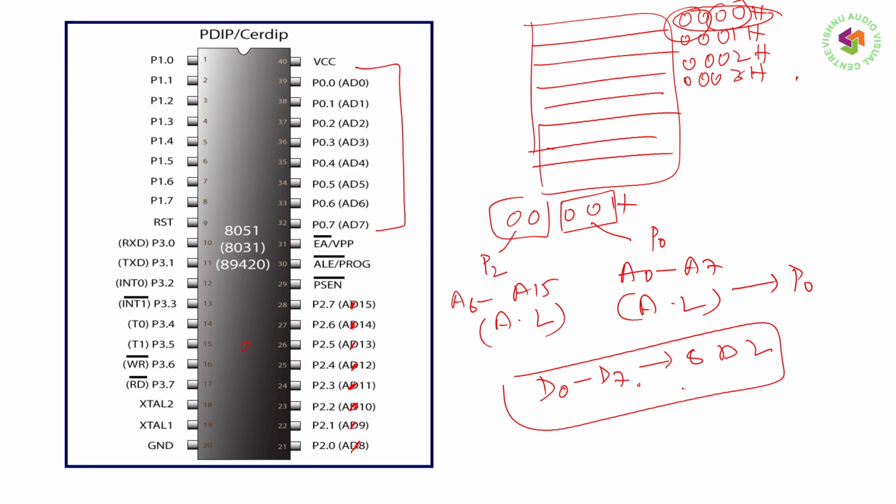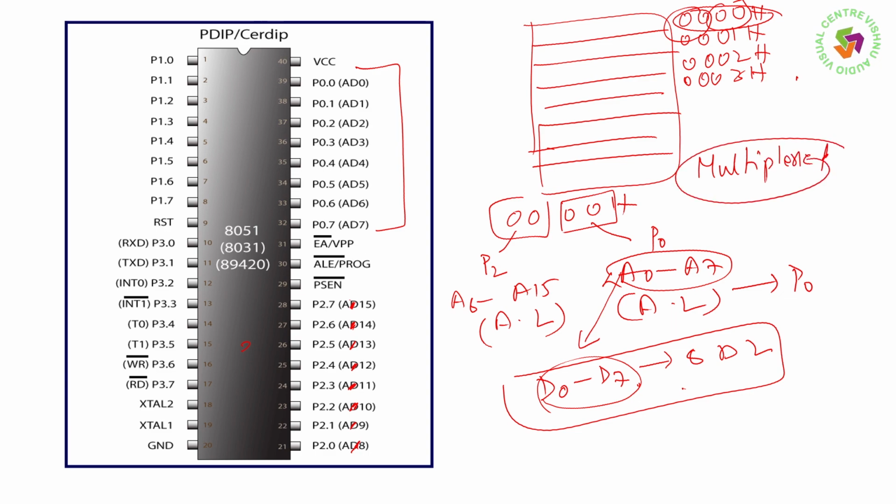That means data lines D0 to D7 and the lower order address bus A0 to A7 are multiplexed and connected to port 0, pins 0.0 to 0.7. That means here it contains AD0, AD1, AD2, AD3, AD4, AD5, AD6 and AD7.